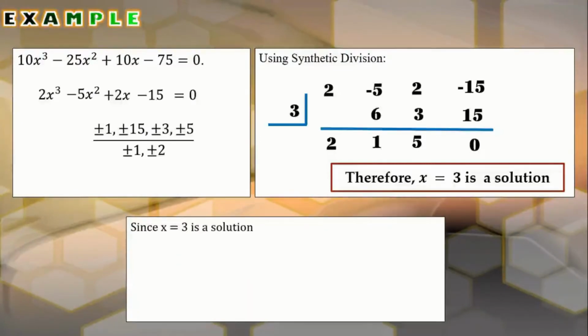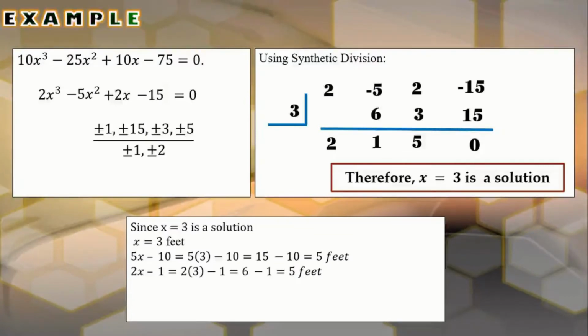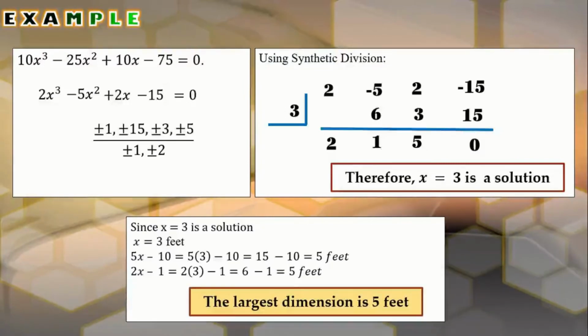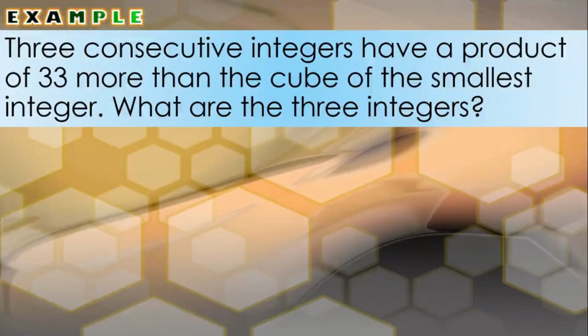Now, kung ang 3 natin ay solution, therefore, x is equal to 3 feet. And then, yung 5x minus 10, so substitute natin, that will become 5 times 3 minus 10, and then 15 minus 10 is equal to 5 feet. And then 2x minus 1 is equal to 2 times 3 minus 1 is equal to 6 minus 1 is equal to 5 feet. Therefore, the largest dimension is 5 feet. Now, let's proceed to the next example.